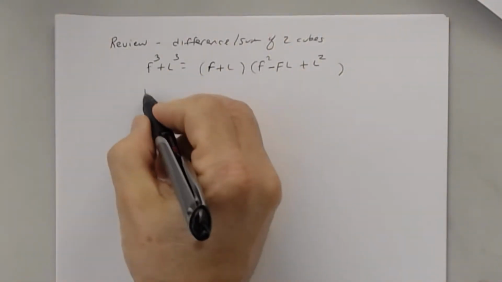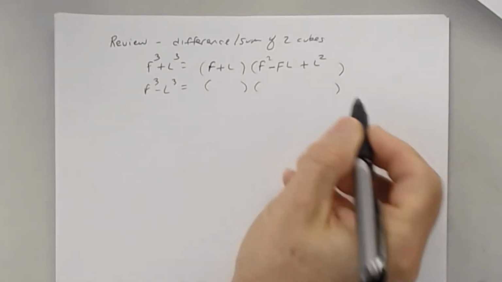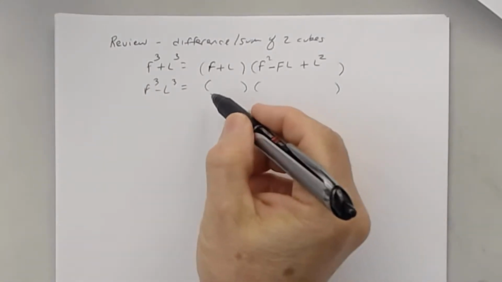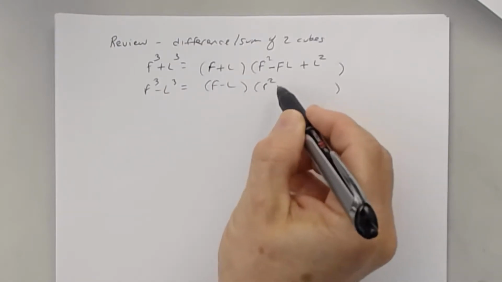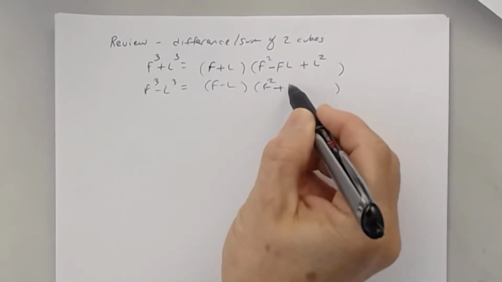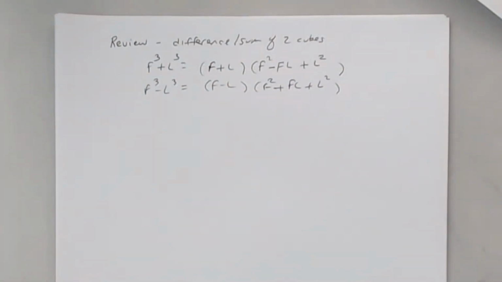Then the difference of two cubes, the formula, again, it's a binomial times a trinomial. And what is that one? Yeah. And then what else? All right. Plus FL, the product, and then plus L squared. And then all you have to do is be able to use those formulas. Now the difference of two squares you're going to have to know. I won't give you that one.